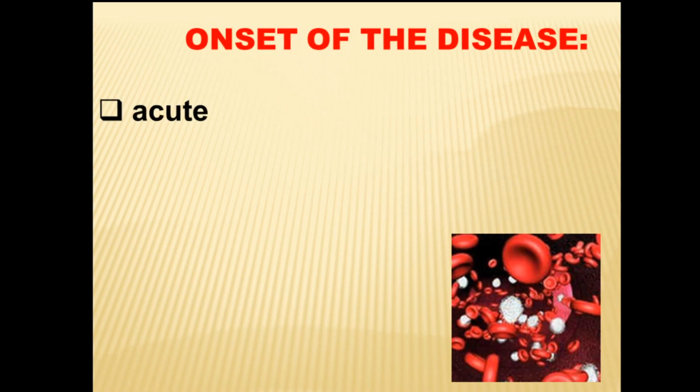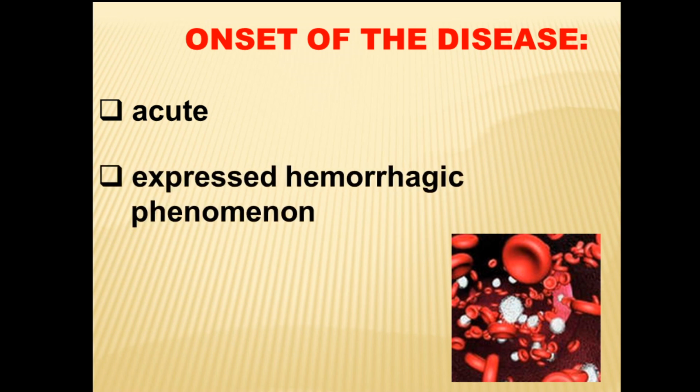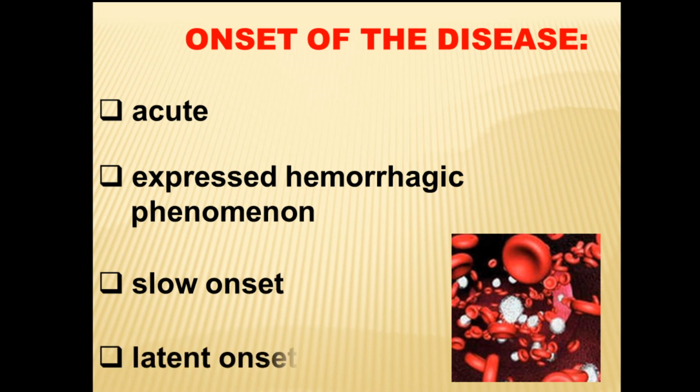Onset of the disease may be of different order. It may appear fast and progressively. We are talking about acute onset. It may be manifested with expressed hemorrhagic phenomena. Some patients are characterized with slow onset, latent development of disease. And sometimes the disease develops without intensive clinical manifestation and is casually revealed due to routine blood examination.